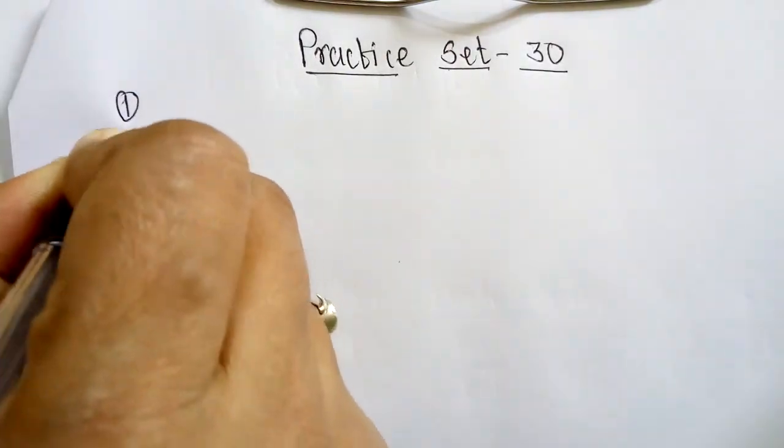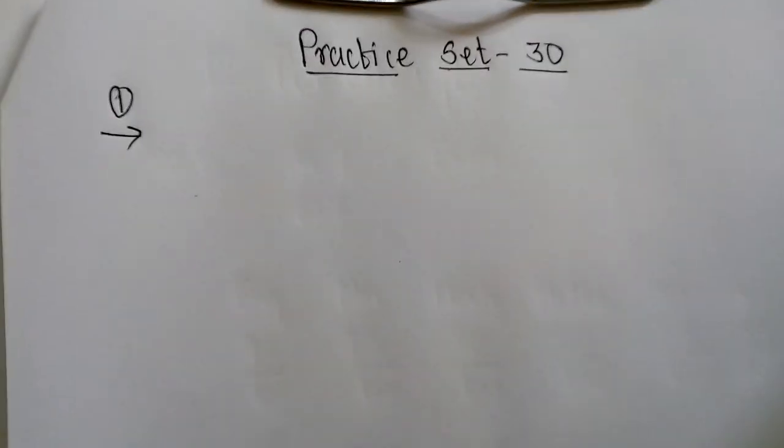In this chapter only one practice set is there. Practice set 30. We will see examples from practice set 30. So here is the first example. What is the first example?